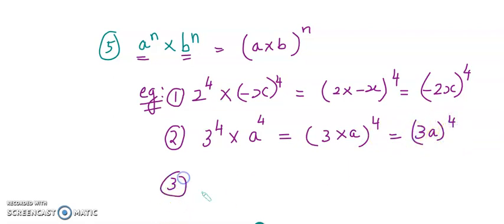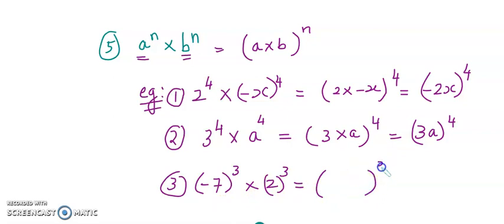Next, if I am taking minus 7 to the power of 3 multiplied by 2 to the power of 3. The bases are completely different, right? So we'll write common power as 3, minus 7 multiplied by 2. Now we know minus 7 multiplied by 2 gives us, yes, negative 14 to the power of 3.